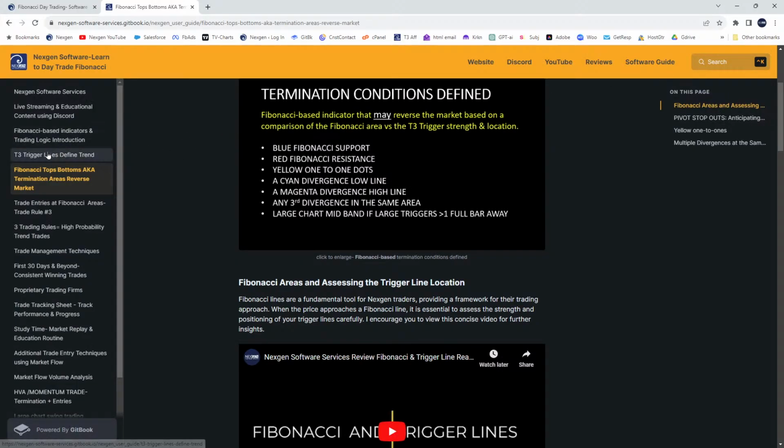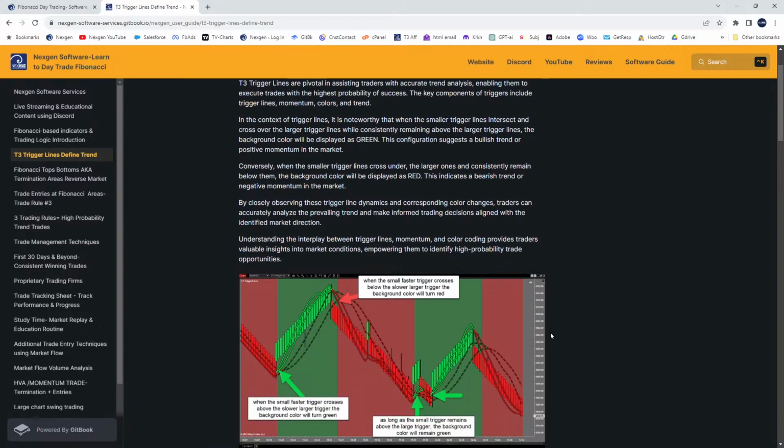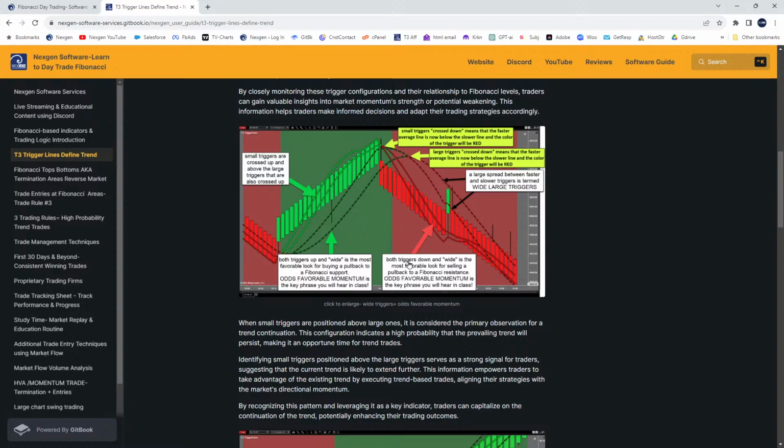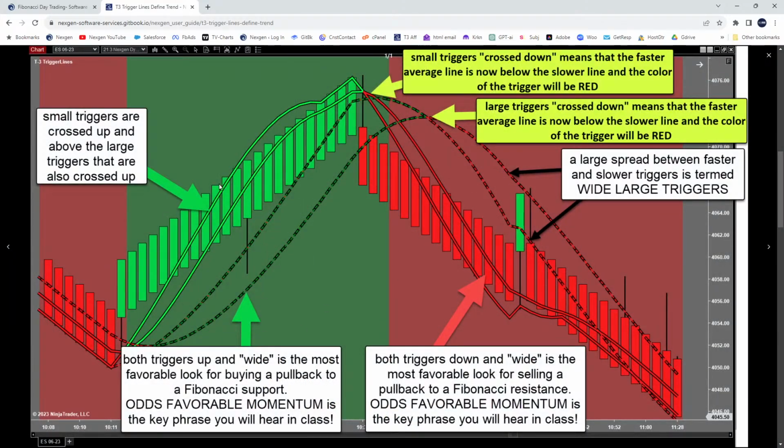The rules are really simple. If you haven't done so, go through the trigger line section in here or in the Discord. And trend trade rules are really simple. This is the look you're looking for, period. Both triggers up, wide, strong, that's your trend trade. That's the trigger line look that you're looking for.